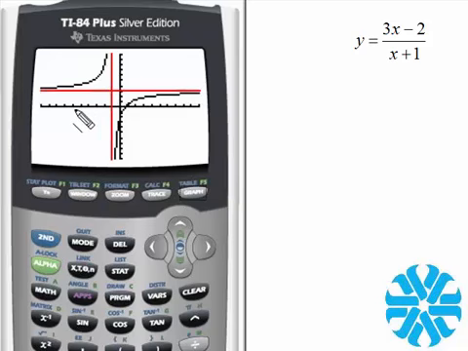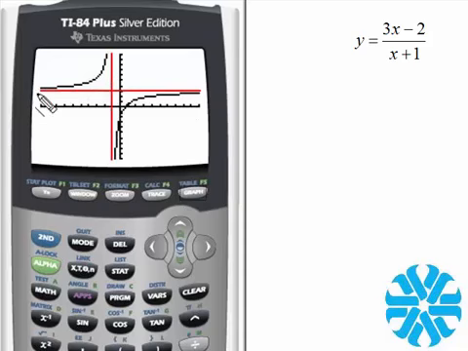What's happening as we come from the left and we approach this vertical asymptote, you can see that the curve is approaching that vertical asymptote. If we went up a little further, we get closer and closer. As we approach the vertical asymptote from the right, you can see the curve is approaching the vertical asymptote. It's getting closer and closer here. So that's just a characteristic of our vertical asymptote.